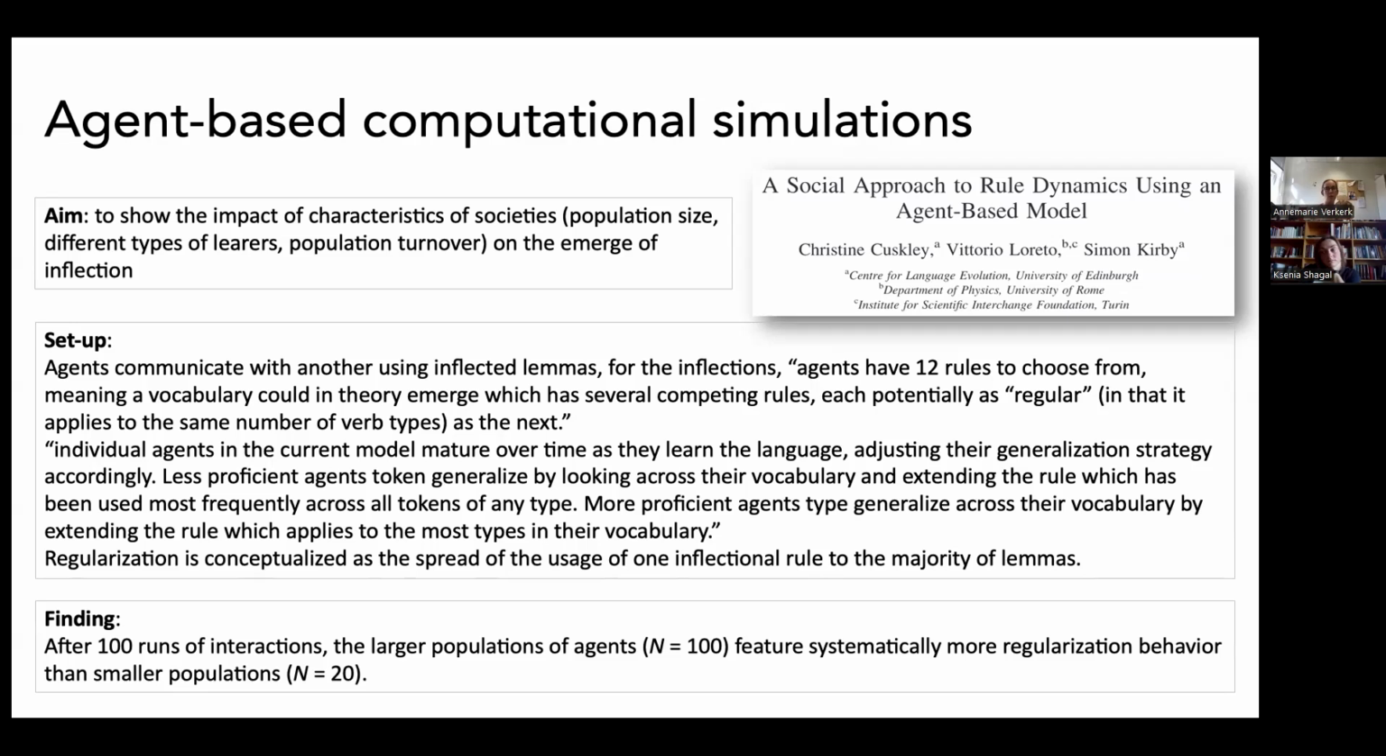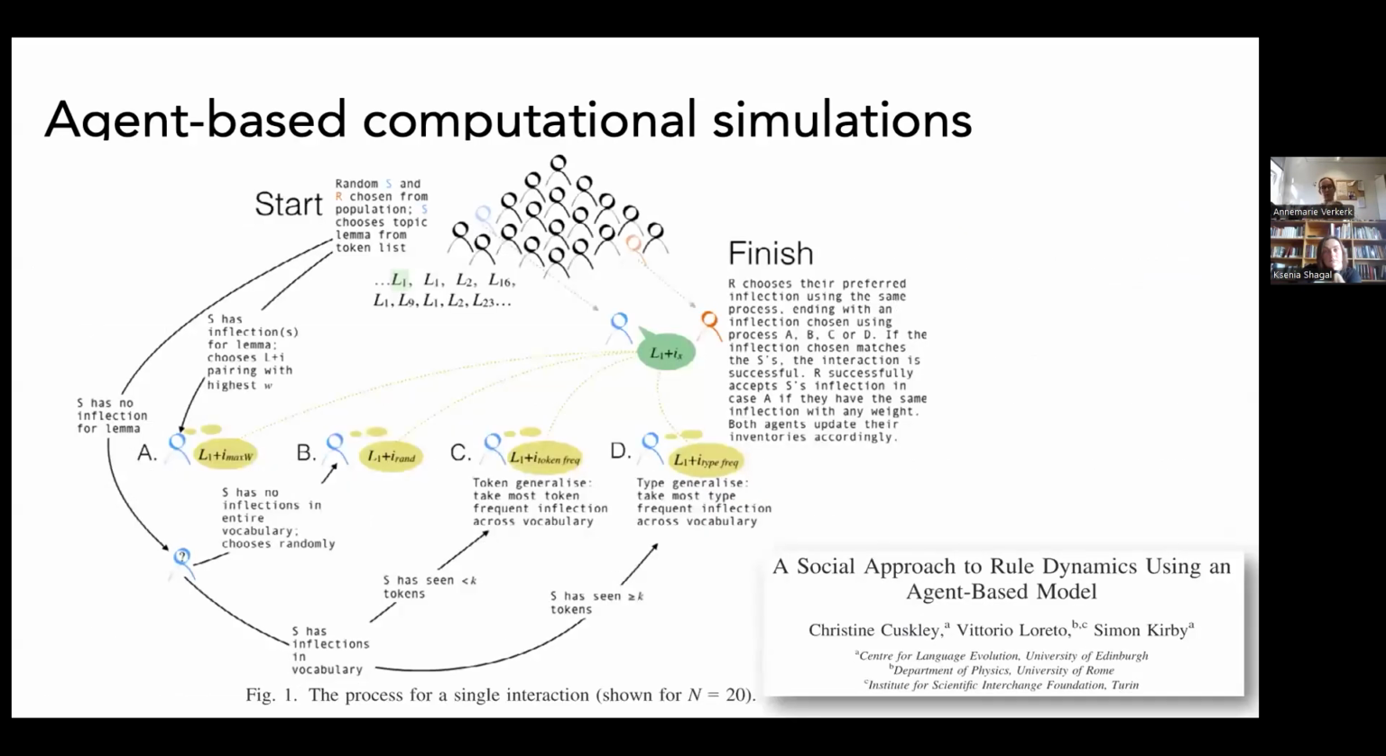So they let these models run for different amounts of interaction. For example, let me see here, this is the figure from their paper, where S stands for a speaker and R stands for a recipient agent. They are chosen from the population, and S, the speaker, picks a lemma from the token list. Either it has no inflection for that lemma, right? Then it has to pick one. You can choose if it has no inflections at all.